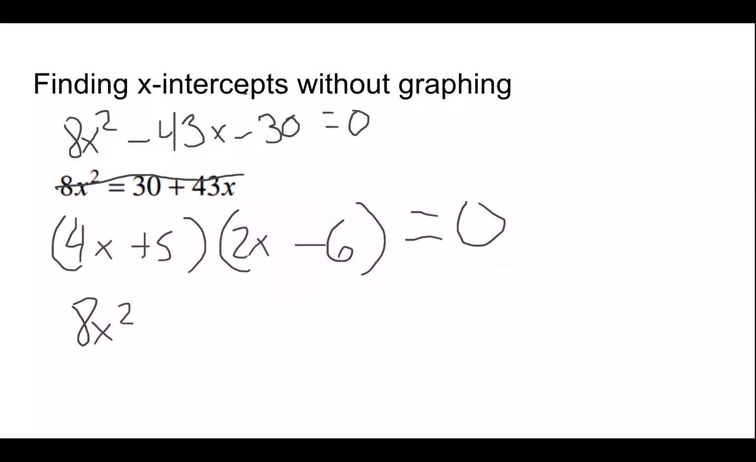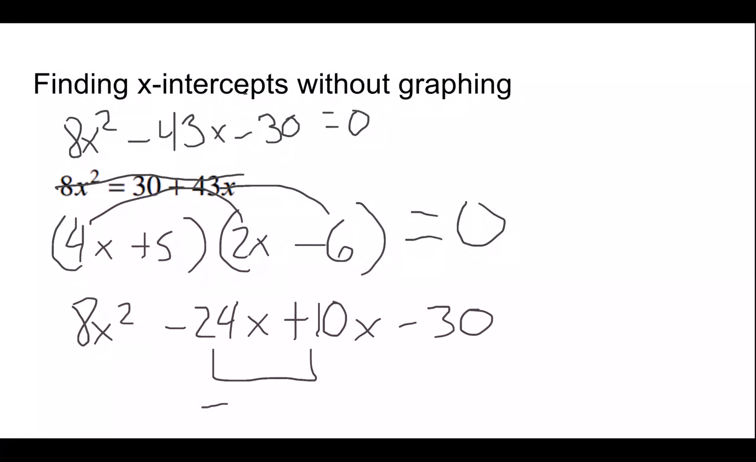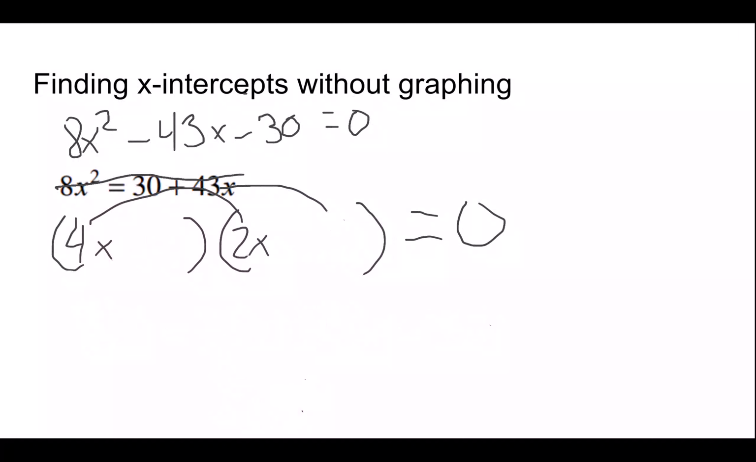I'd get 8x squared minus 24x plus 10x minus 30. And we can see that this time we did not get a winner, because that gave me negative 14 in the middle, which means I chose some bad numbers, so we're just going to try again. We're going to erase all the different things that I had, and I'm going to try a whole new combo.